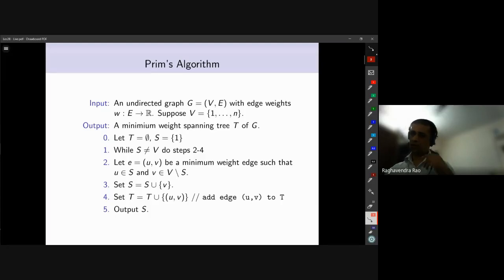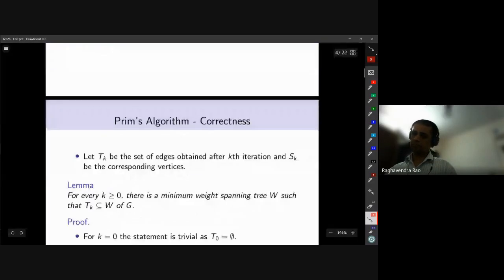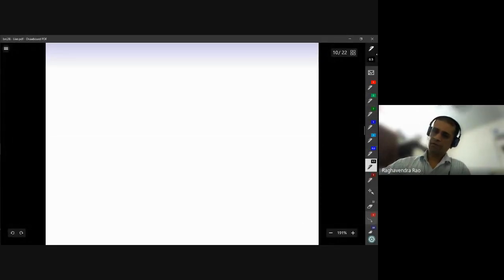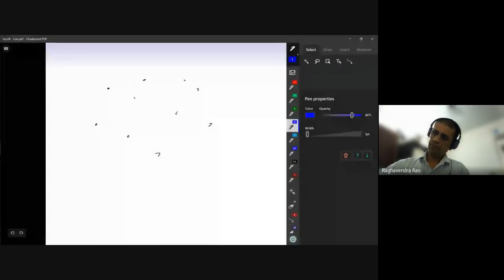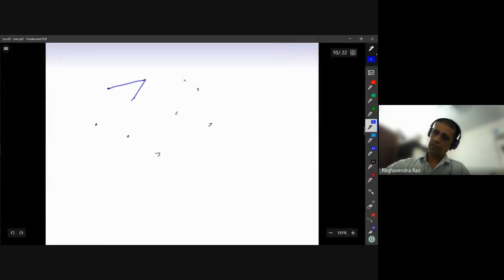I don't have the picture, so maybe I'll just do it here. As you go along, let's take some rough graph to begin with. Now suppose you're growing using Prim's. Let's say this, and so on. Initially, what you do is you have this information, the minimum outgoing edge for each vertex.